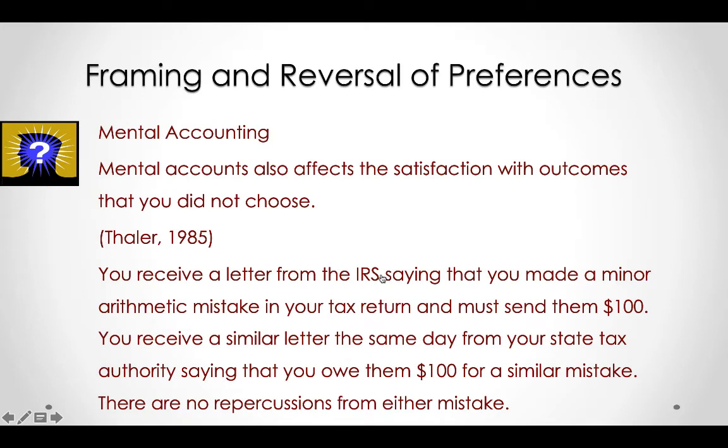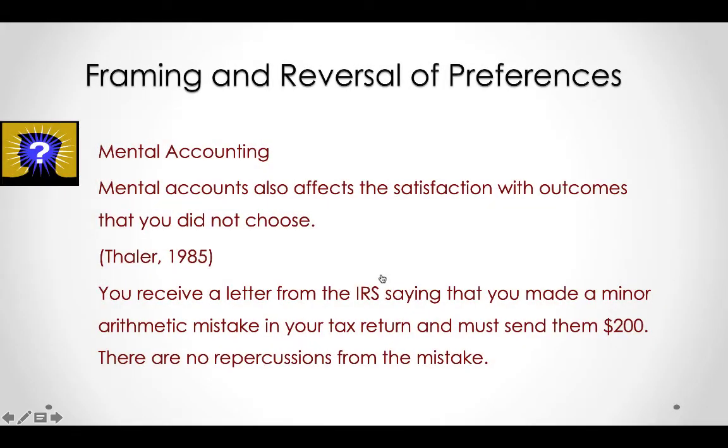All right, so mental accounts affect the satisfaction that comes with the decision that we make. For example, in another example from Richard Thaler, you receive a letter from the IRS saying that you made a minor arithmetic mistake on your tax return and you must send them $100. You receive a similar letter the same day from your state tax authority saying that you owe them $100 for a similar mistake. So that's one example, when we pay $100 to the IRS and $100 to the state tax authority. They're two losses of $100 each.